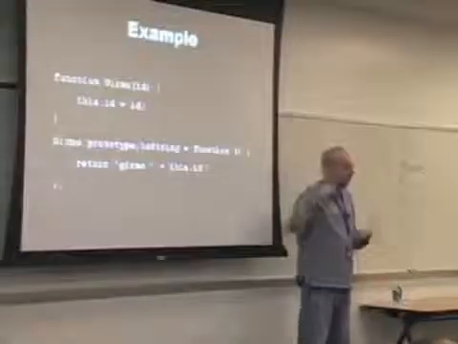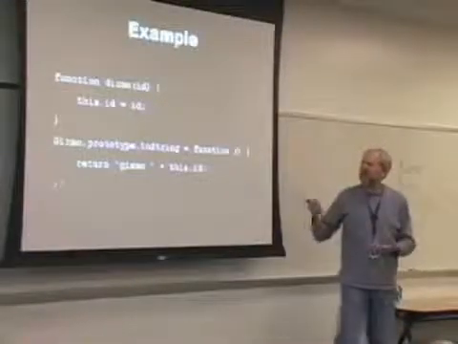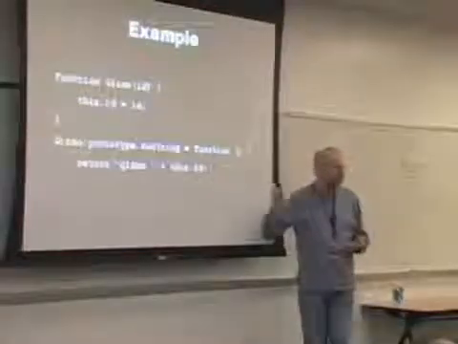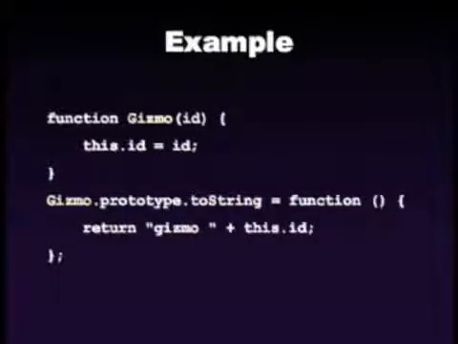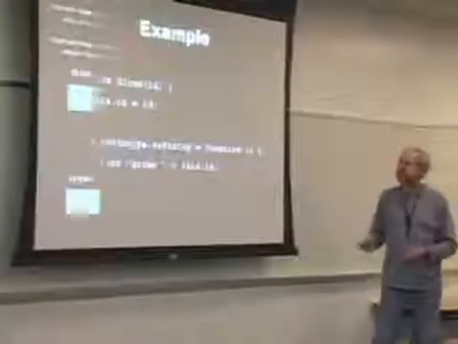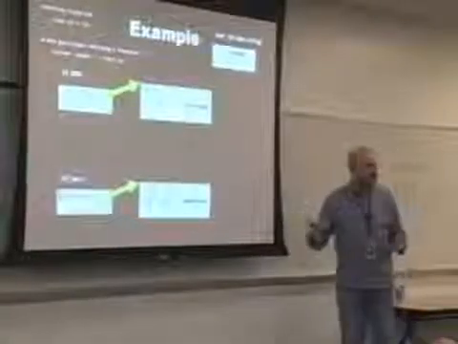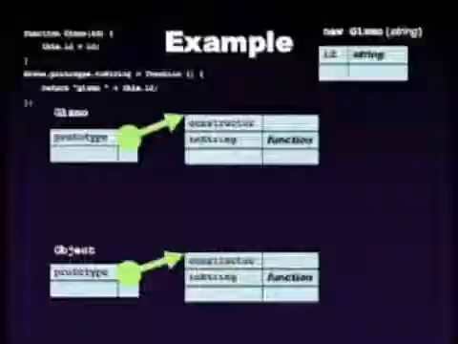We're going to start with a real simple pseudo class. We've got a gizmo, and the constructor will just make a new object, give it an ID property, and return it. That's pretty simple. And we'll also add to all of the instances a toString method, which returns the string gizmo concatenated with that same ID. So that's pretty simple. So this is a diagram of what's actually going on.